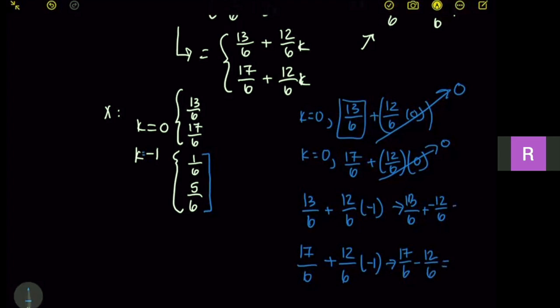So for the first one, we're going to have 13 over 6 minus 12 over 6 is going to give us 1/6. And then for this one here, we're going to have 17 over 6 minus 12 over 6 is going to give us 5/6. So then for these two values, this is what we get. We get 1 over 6 and 5 over 6.